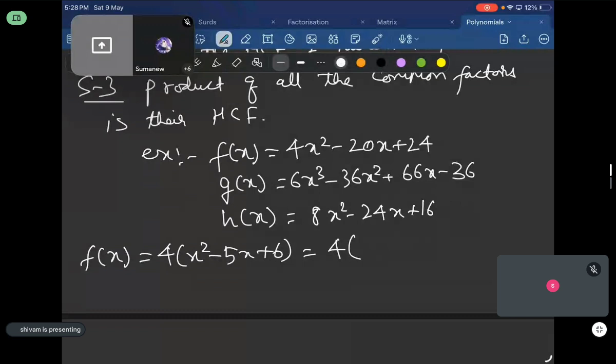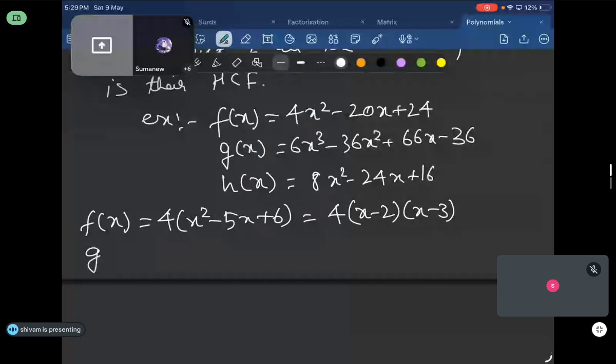Next, g of x. What is g of x? See, 6 is common, right? Take 6 common, you will get x cube minus 6x square plus 11x minus 6. Everyone knows how to factorize a cubic polynomial? Arush, you know? Hopefully. If you don't know how to factorize a cubic polynomial, pay attention.